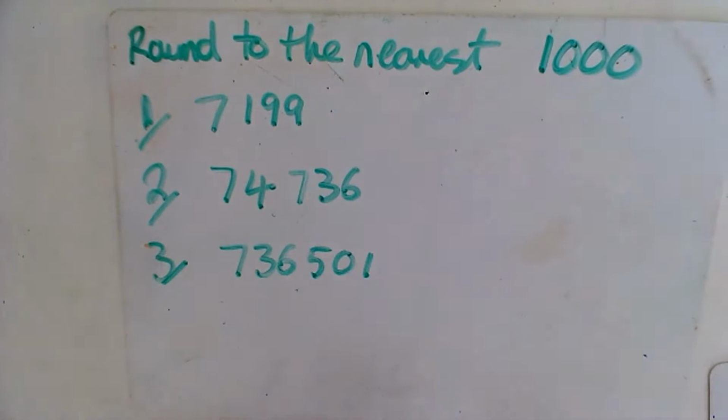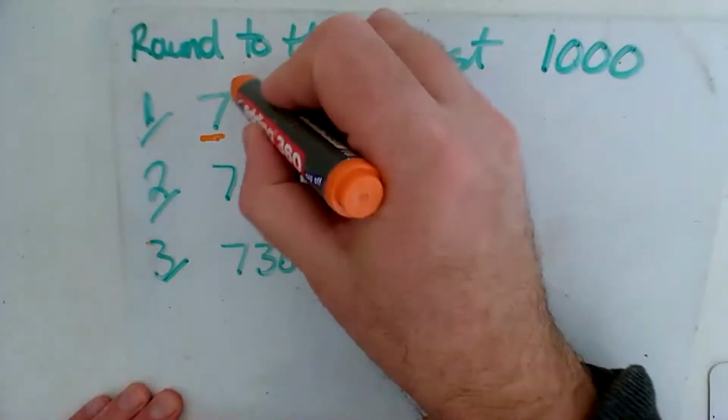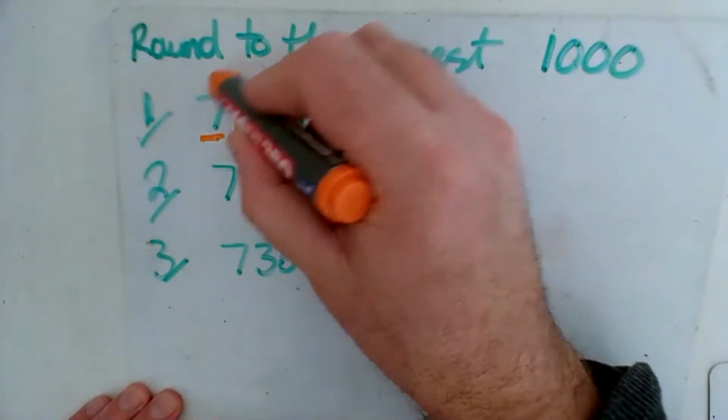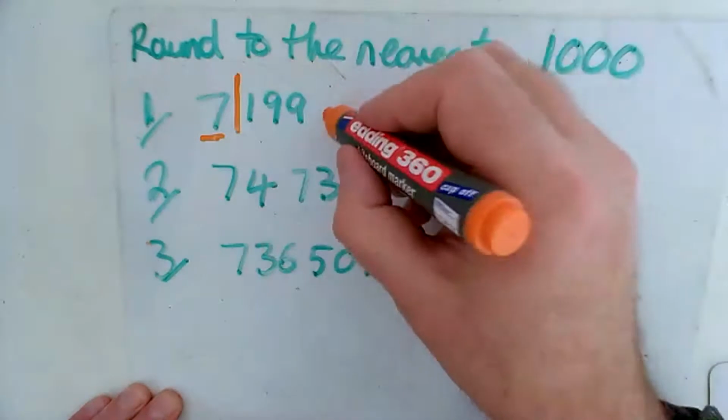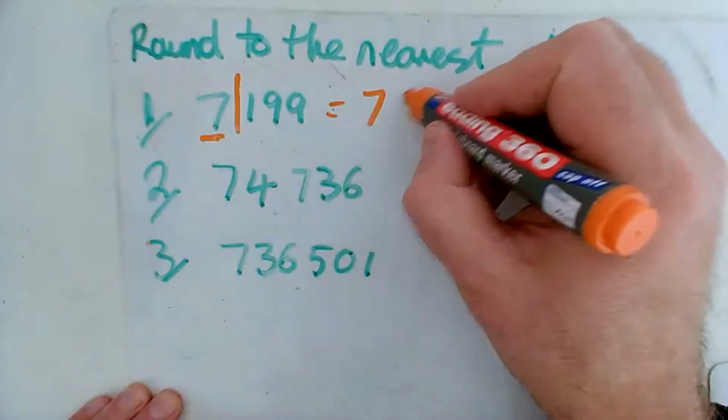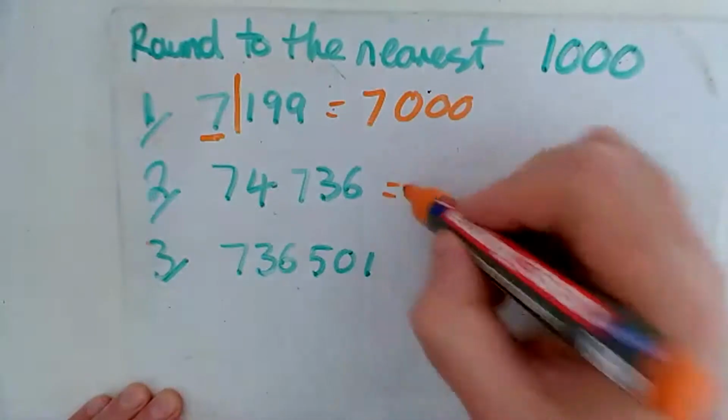Right, let's go through them very quickly. Here's our thousand. Does the 1 affect the 7? No, it does not, because it's 4 or below. So I know that's going to be 7, and all the other numbers become zeros.